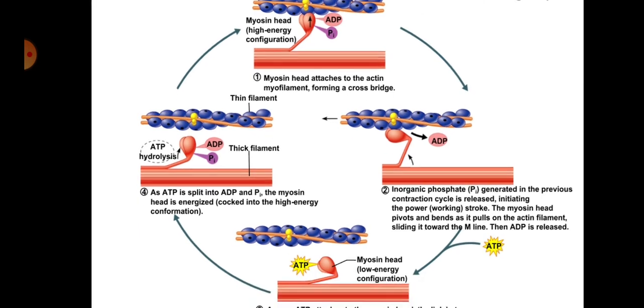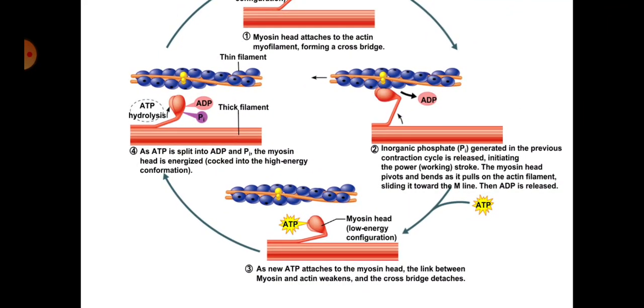Then ADP is released. In the third stage of this cycle, as new ATP attaches to the myosin head, the link between myosin and actin weakens and the cross bridge detaches. Then, in the next cycle, as ATP is split into ADP and inorganic phosphate, the myosin head is energized, and once again it is cocked into the high energy conformation.